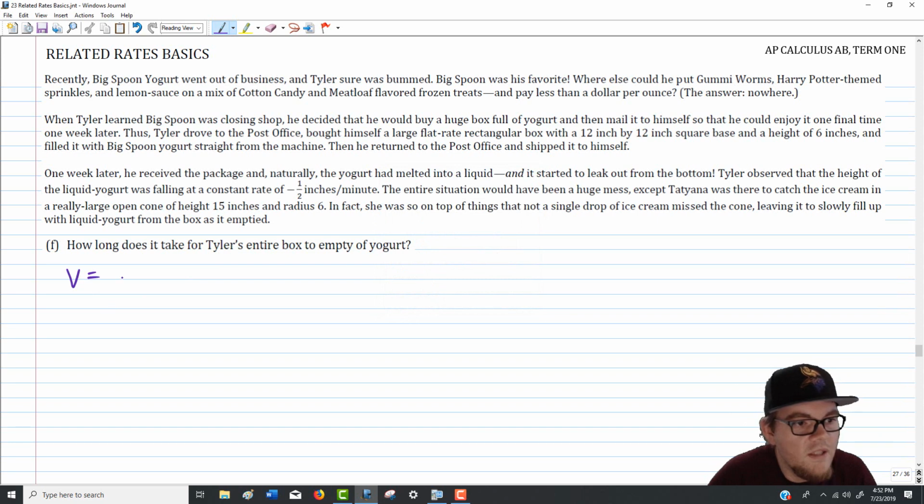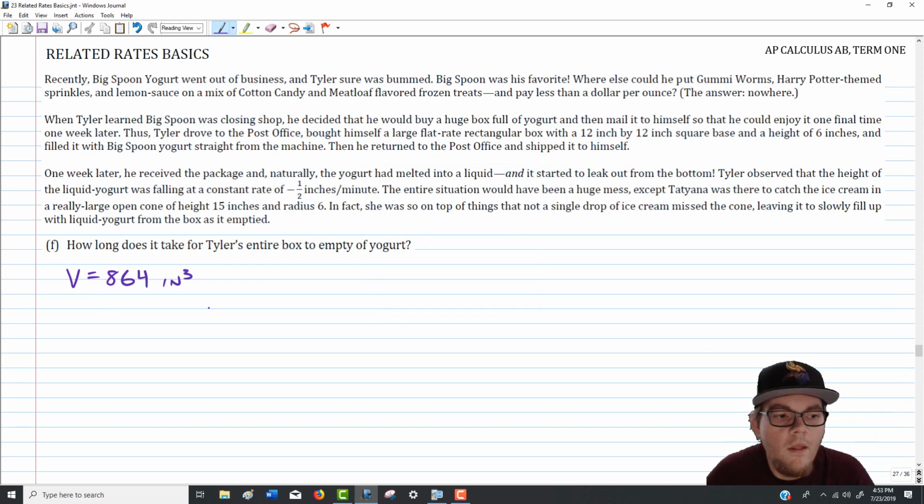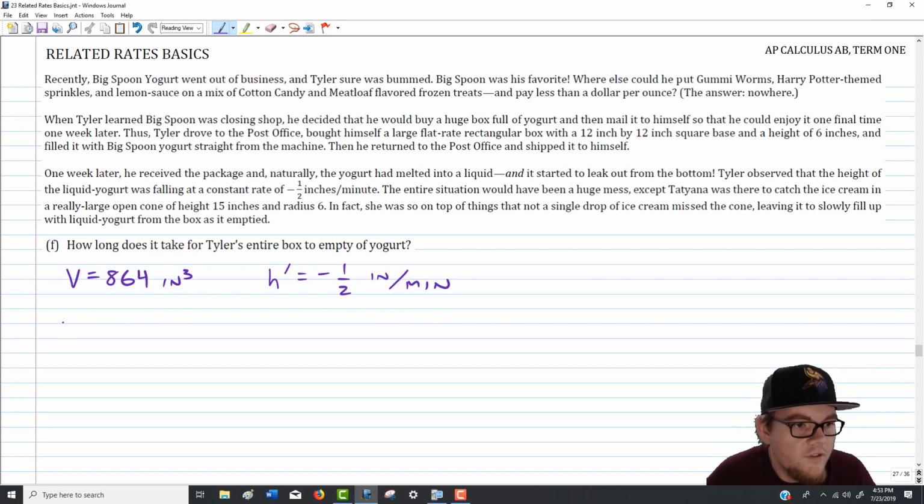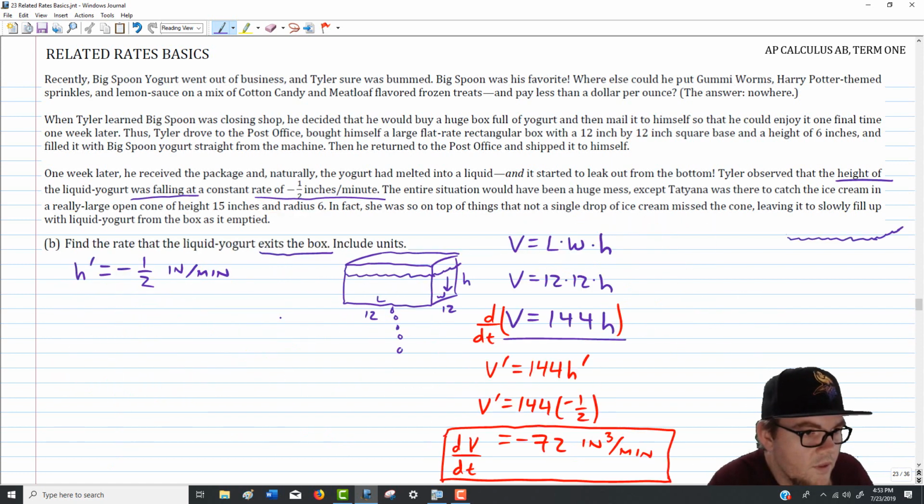So what we found first was that the volume in that box was 864 inches cubed. Later, because the yogurt was falling at a constant rate, we found that h prime was equal to negative 1/2 inches per minute. That allowed us to calculate a rate of change for the volume in there. So we found that V prime was equal to negative 72 inches cubed per minute. Let me just make sure that was the right number, because I'm doing this off the top of my head. 72? Yes, it is.